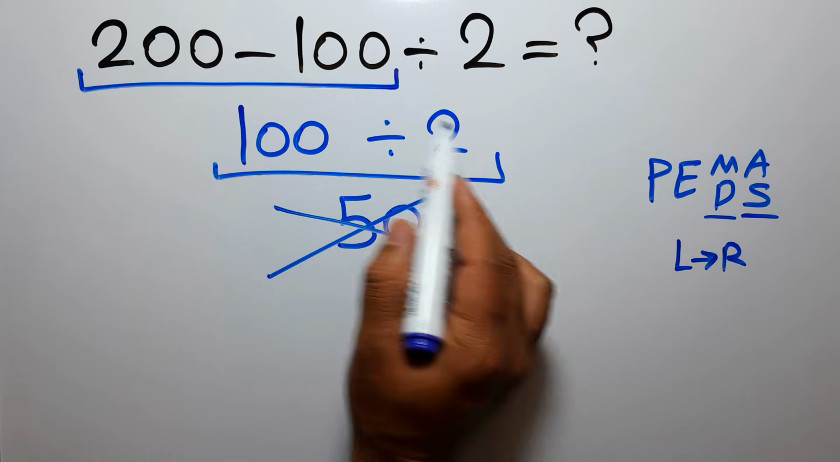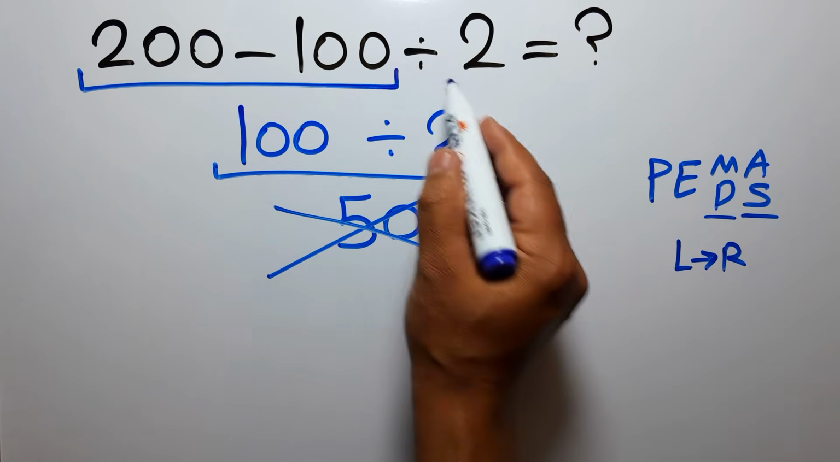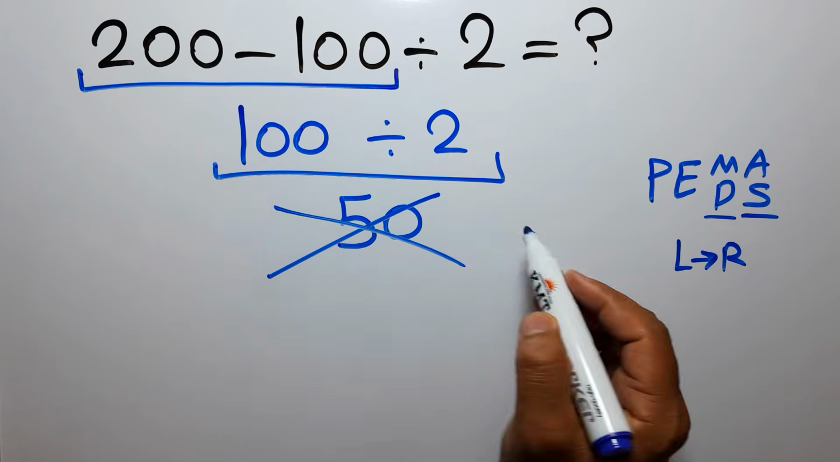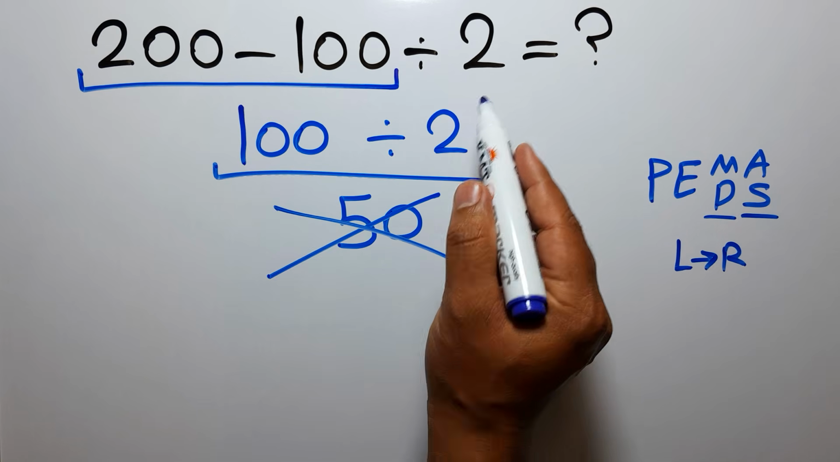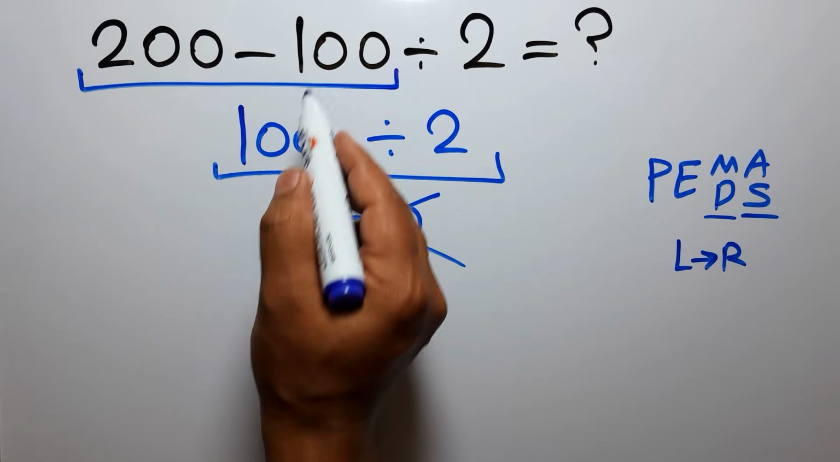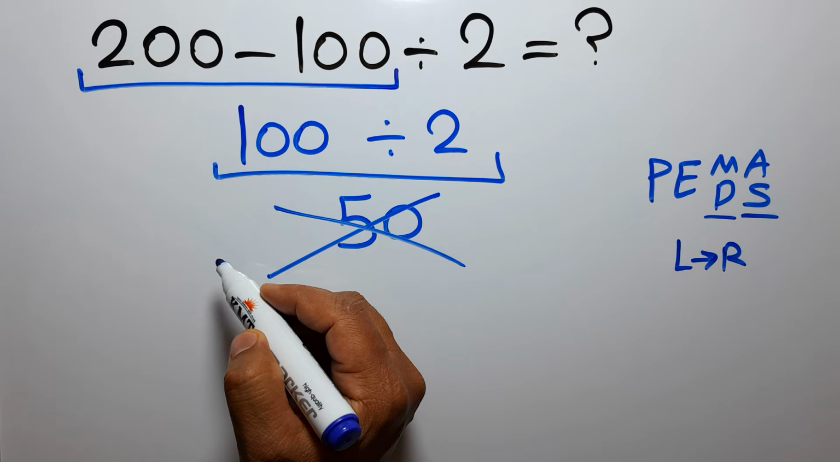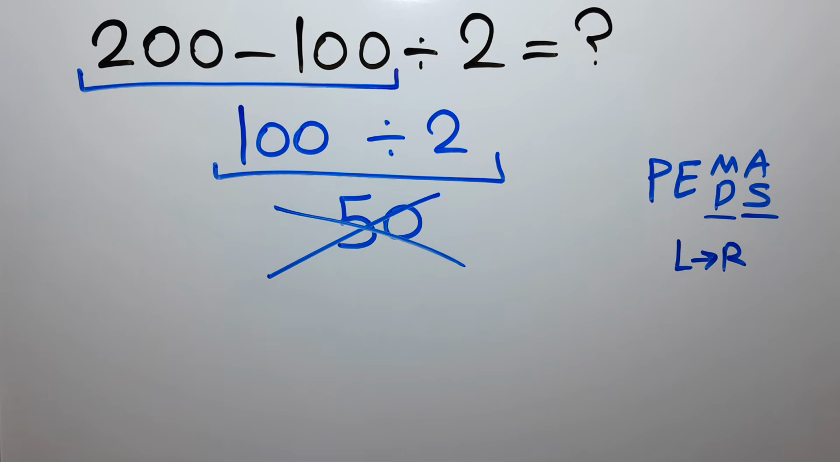In this expression we have one subtraction and one division. According to PEMDAS, division has higher priority than subtraction because division comes before subtraction. So here first we have to do this division, then this multiplication, then this subtraction. If we do this subtraction before this division, it is wrong.